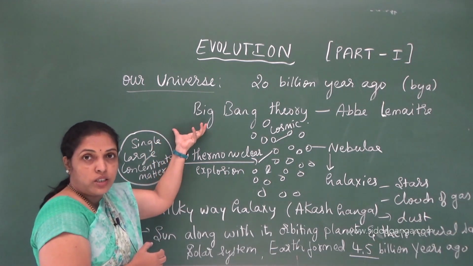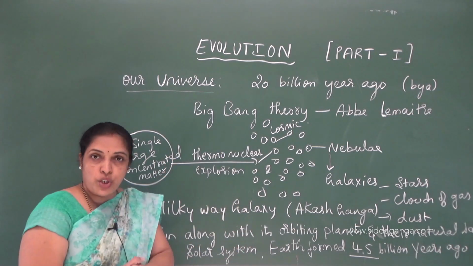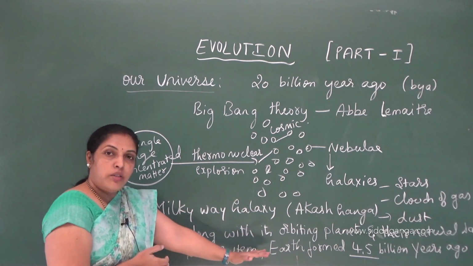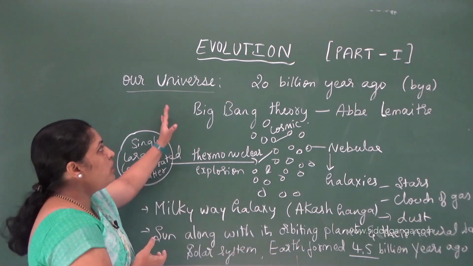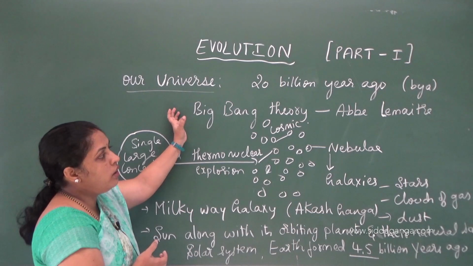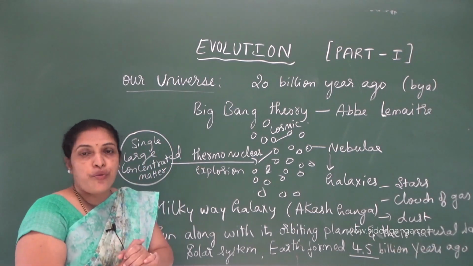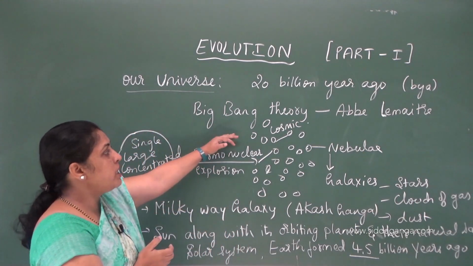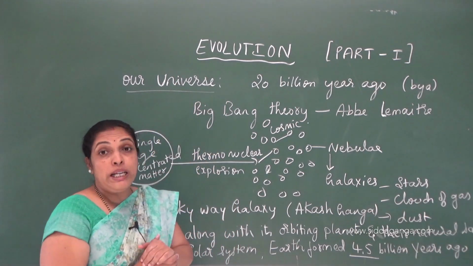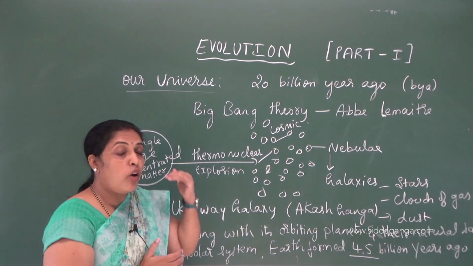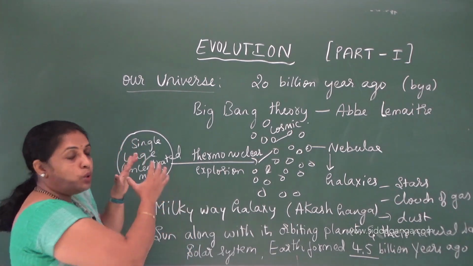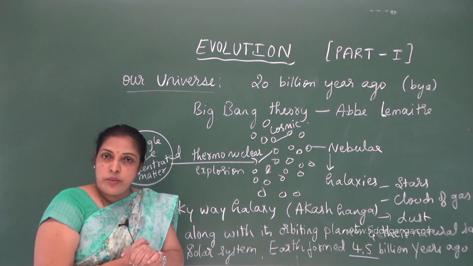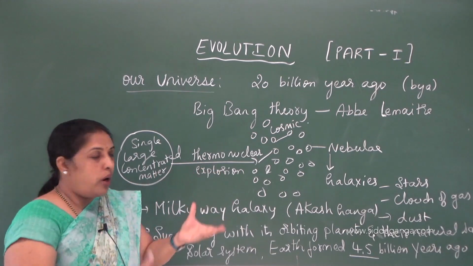First the universe forms, then the formation of galaxies. In that galaxy we have our Earth. This theory, the Big Bang theory, which tells about the formation of the universe, was given by Abbe Lemaître. According to this theory, the universe was formed 20 billion years ago. According to that, there was a large dense entity or concentrated matter that exploded.